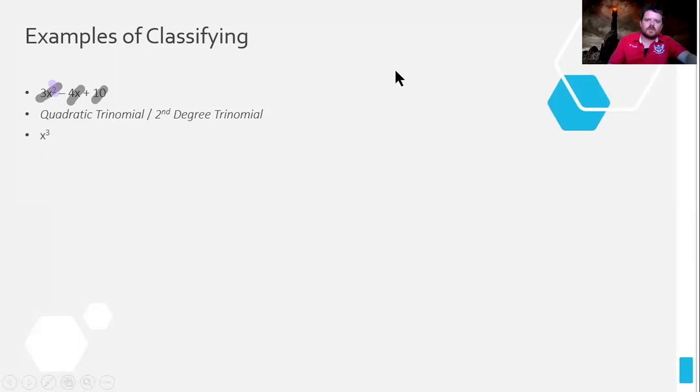X cubed, looking at my exponent, the highest exponent here shown is a 3. So that tells me it's going to be cubic or third degree. And there is no addition or subtraction here. There's just a single term. So that means this is a cubic monomial or third degree monomial.